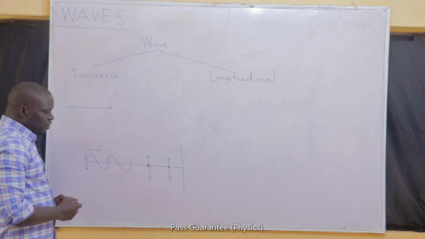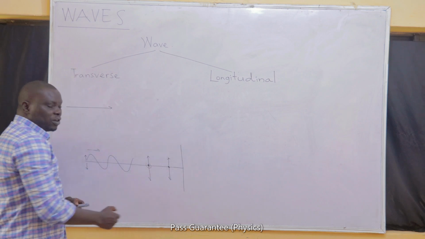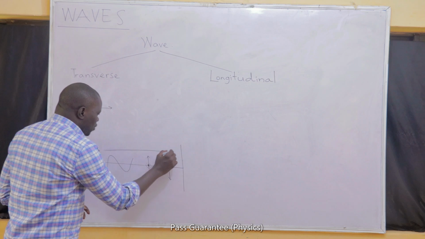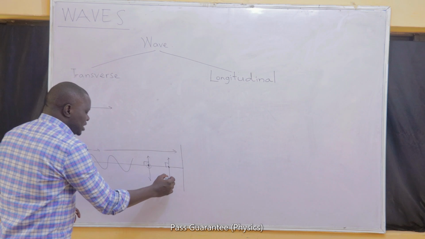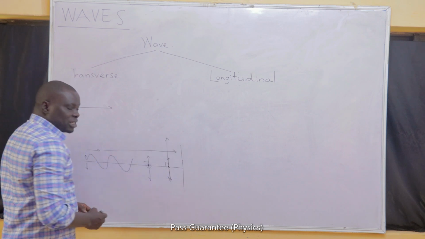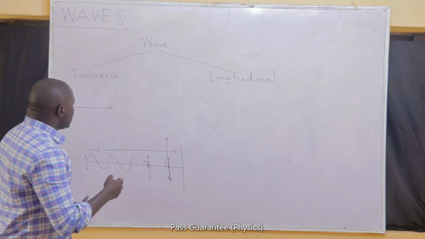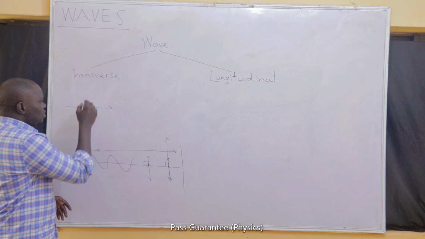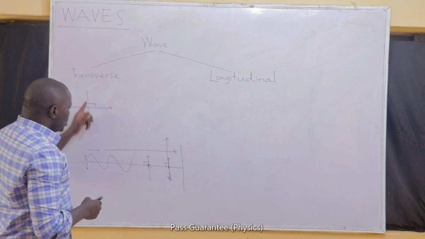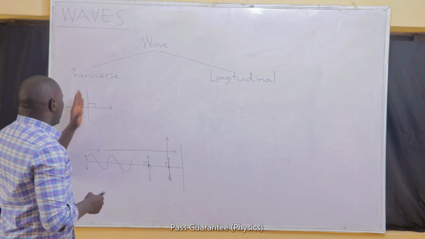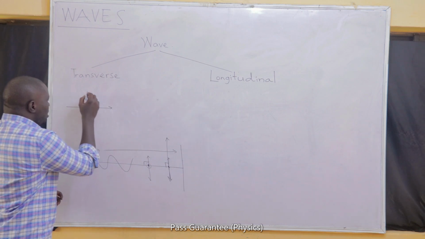So if we have a type of wave that moves in a direction that is perpendicular to the vibration of the medium, you will see that as the wave is moving from left to right, the particles are vibrating up and down. So clearly, the vertical movement of the particle is perpendicular to the horizontal movement of the wave. If you have a wave that moves in this direction, we will say that the wave is transverse. A transverse wave is a wave that moves such that the direction of the wave is perpendicular to the direction of vibration of the particles of the medium. Perpendicular means it is making 90 degrees.